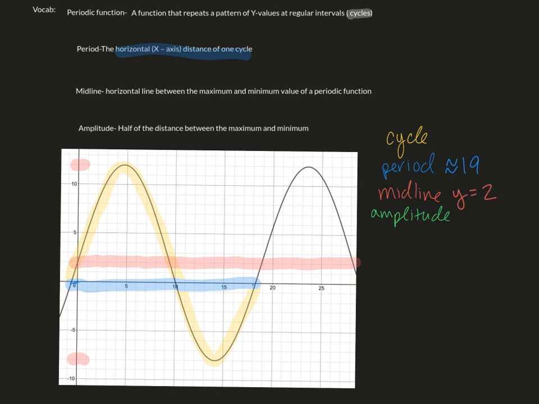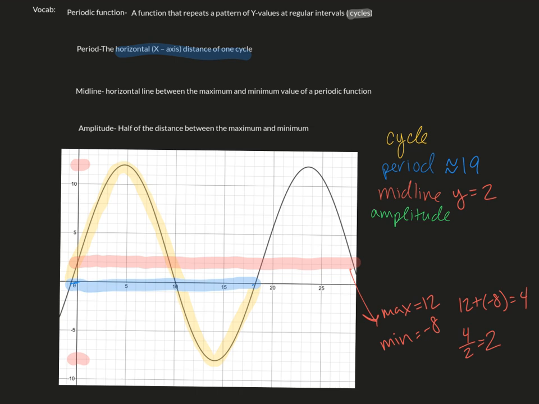And again, just to kind of show you how I got that, I took the maximum, which is 12. I took the minimum, which is -8. I added them together. That gives me 4. And then I cut that in half, and I got 2. So y equals 2 is the midline.